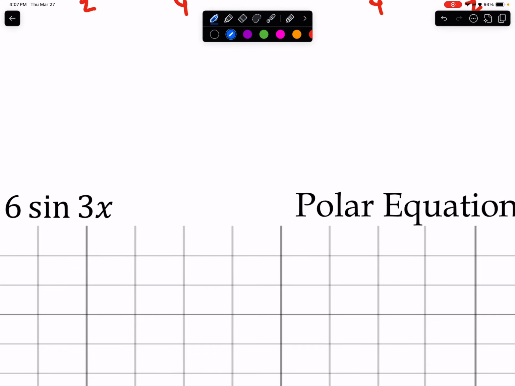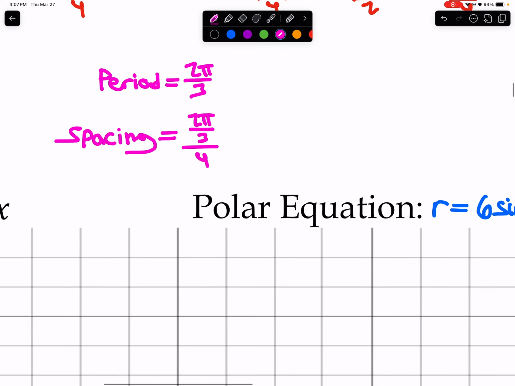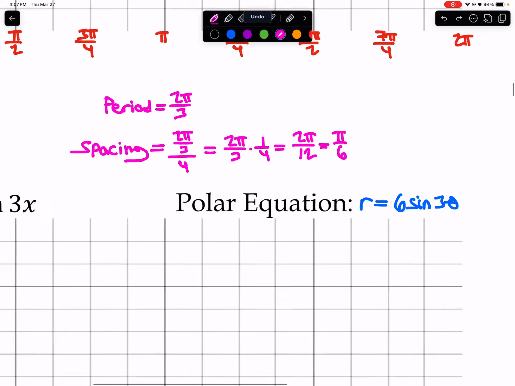Then I'm going to do the period. So the period is going to be 2 pi over the b value, which is just 2 pi over 3. And then I'm going to do the spacing, which is going to be 2 pi over 3, all divided by 4, which is equivalent to 2 pi over 3 times a fourth, which is 2 pi over 12, which is pi over 6. So I'm actually going to count by pi over 6 on my x-axis.